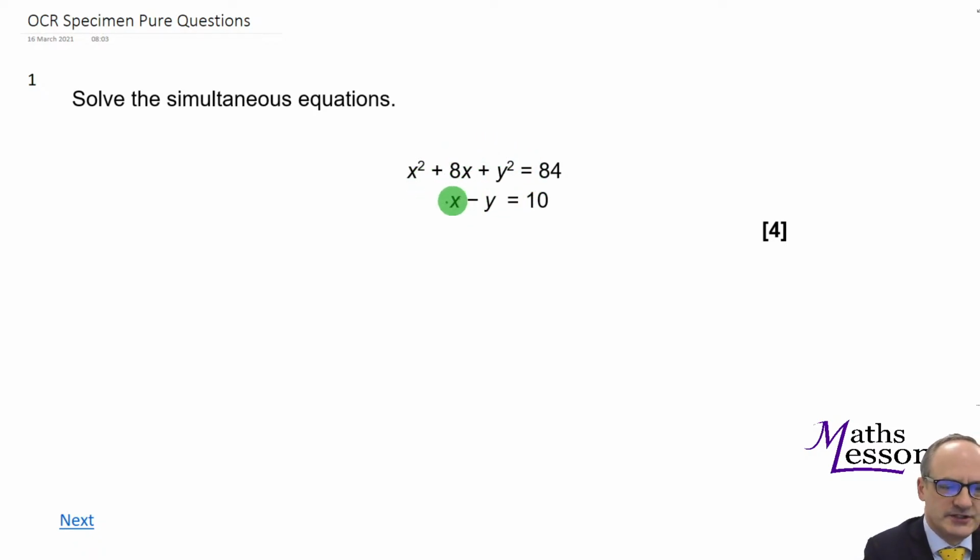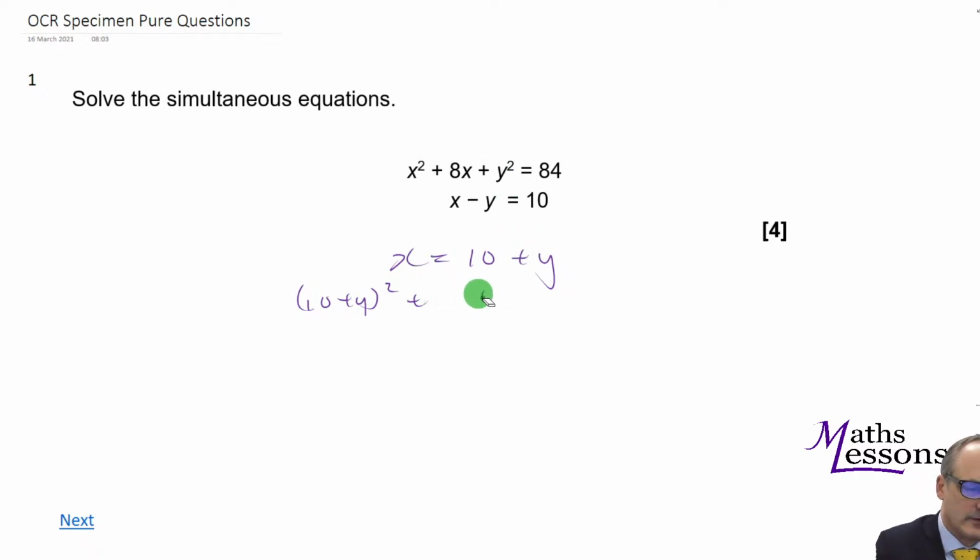Now with quadratic simultaneous equations, take the simpler one and rearrange it to make one of the variables the subject, and in this case we're going to use x. Then we get rid of all the negative signs. So put 10 plus y everywhere x is, so we get 10 plus y all squared plus 8x plus, I made a mistake there, so I'll replace the x. I want 8 times 10 plus y, equals 4.